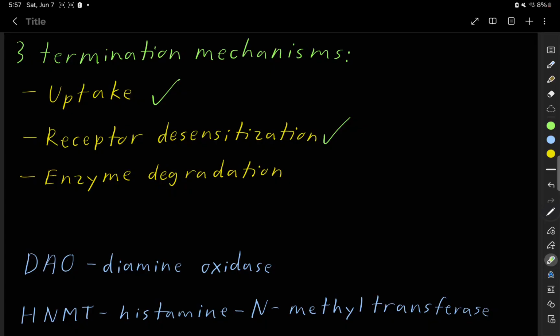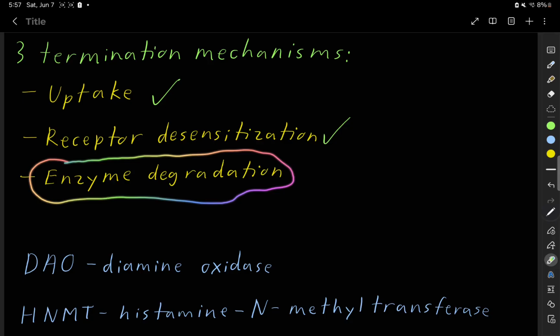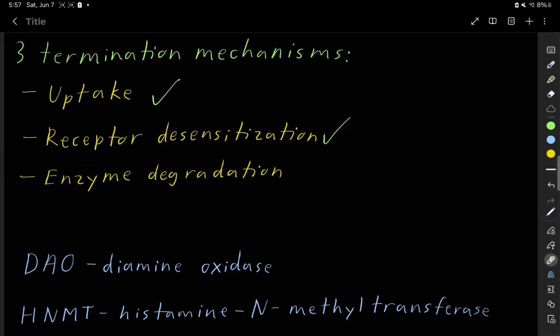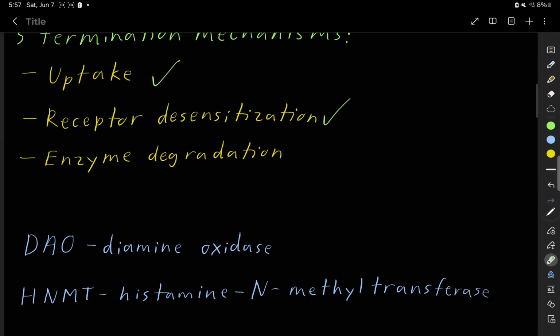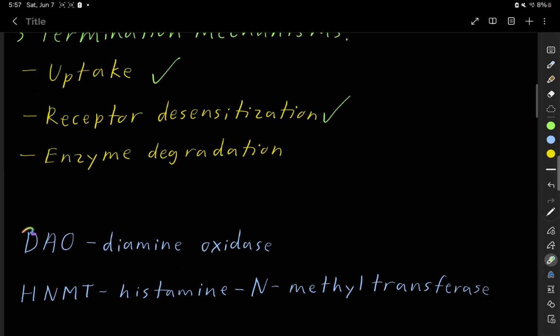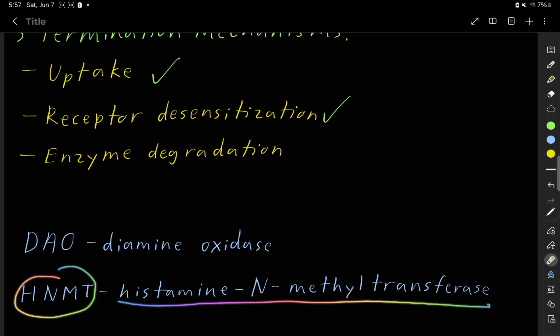So the third termination mechanism, enzyme degradation, is the one that we're going to focus most on in this video. As the name suggests, it's when your body's enzymes help to degrade histamine. And here are your 2 common enzymes that degrade histamine. There's DAO, which is diamine oxidase, and HNMT, which is histamine N-methyltransferase.